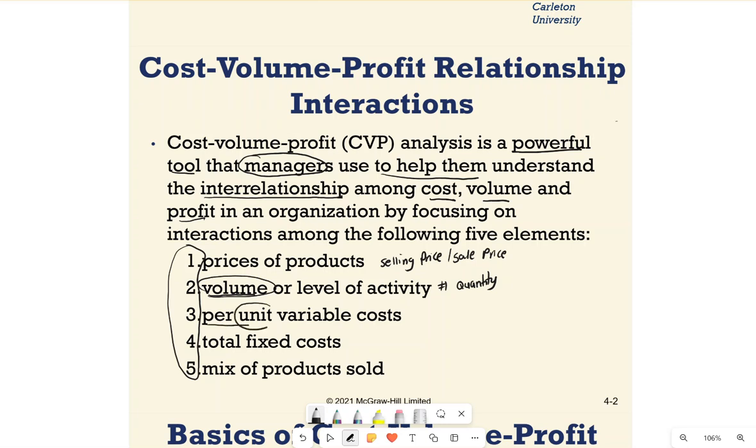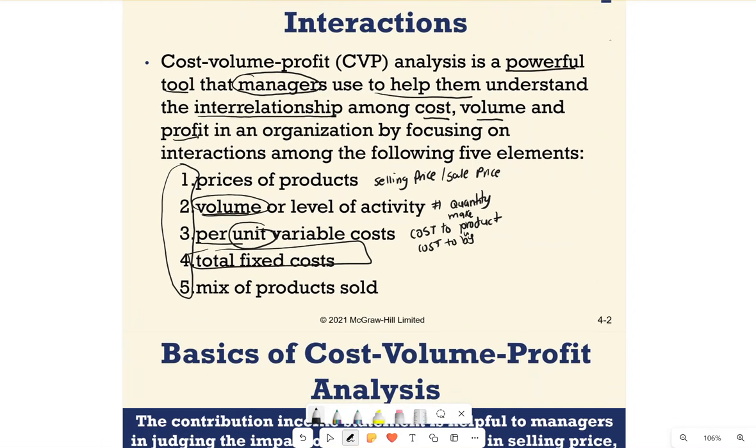Per unit variable cost is the cost to produce one unit or one product, or the cost to buy one product. So it's a variable cost. Fixed cost is the total fixed cost. Then the mix of products sold: we could be selling product A or product B, depending on the mix of those products that are sold.